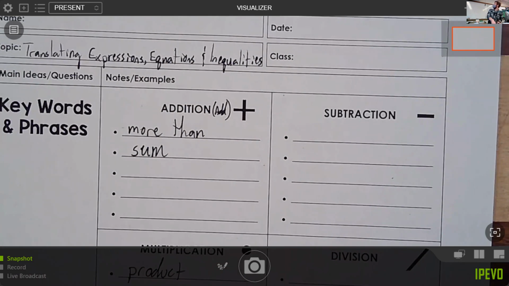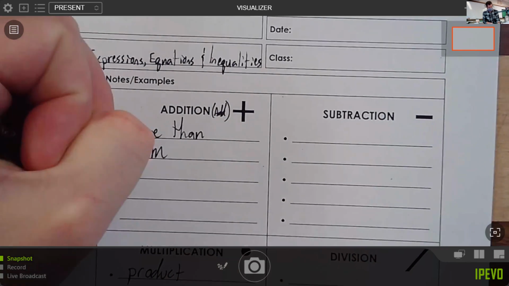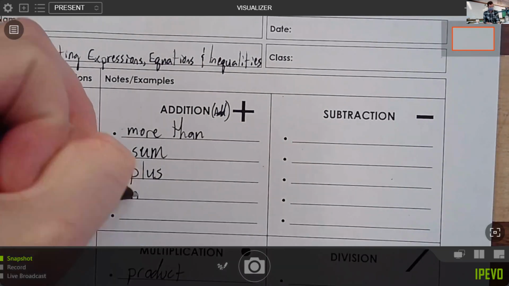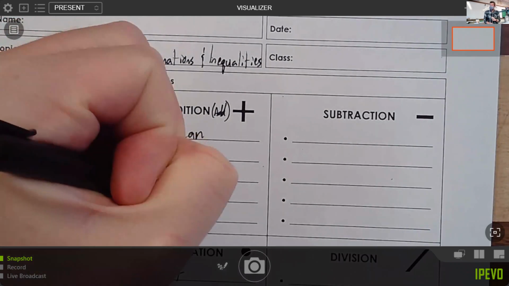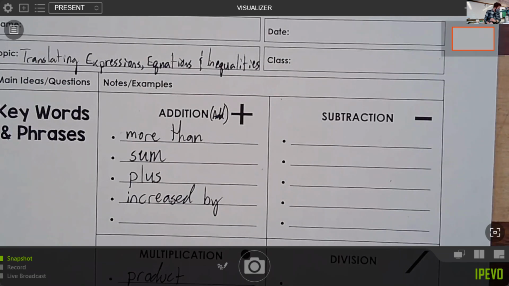What else? What do we call that symbol? Plus, yeah. So plus, that would definitely be. Let's see, we got 2 more. Increased by, yeah, increased. Yes, so if you increase something by something else. So increased by. Okay. And then there's one more, and I'm going to see if I can find it here.